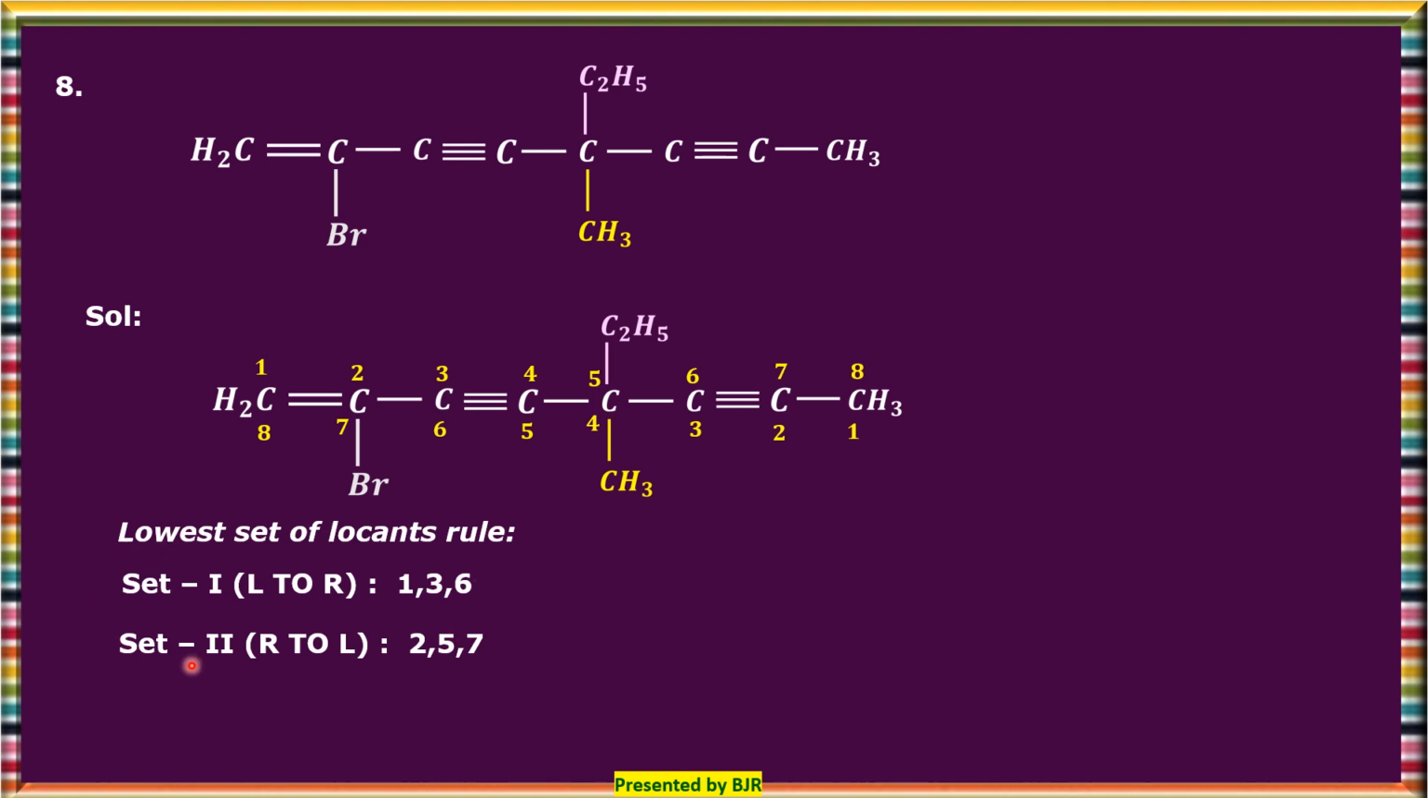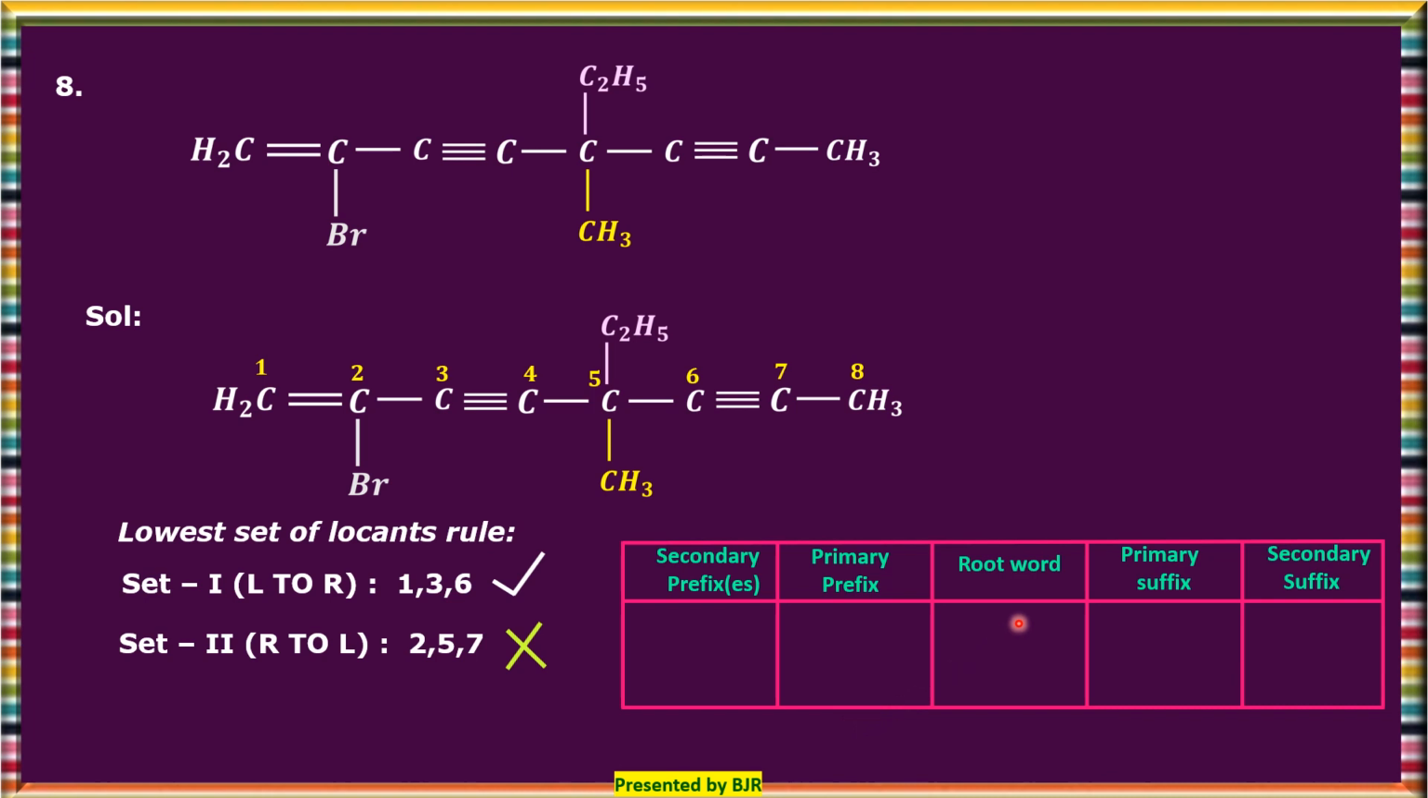Now we have to compare these two sets of locants term by term, and let us compare the first terms. At the first point of difference, 1 is less than 2. Then you need not compare the remaining terms. So set 1 locants are correct. That means the numbering from left to right is the correct way of numbering, and the numbering from right to left is the wrong way of numbering.